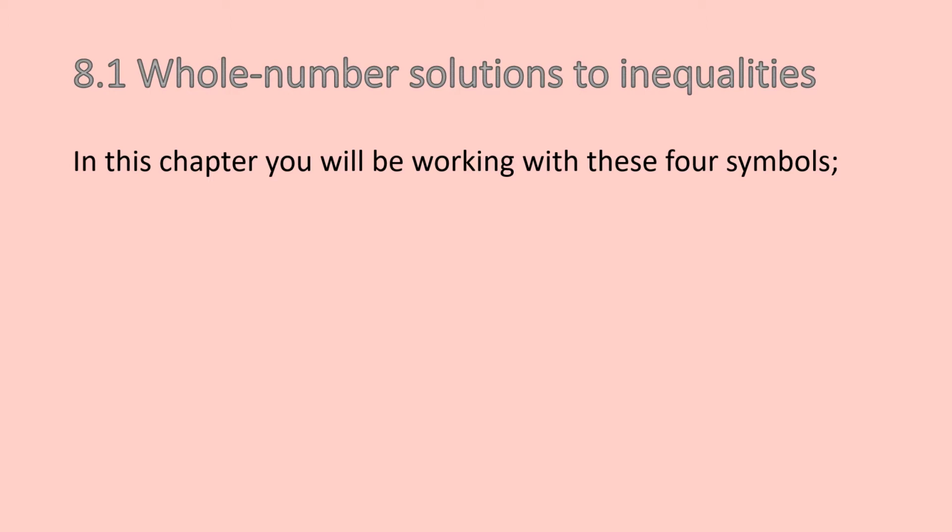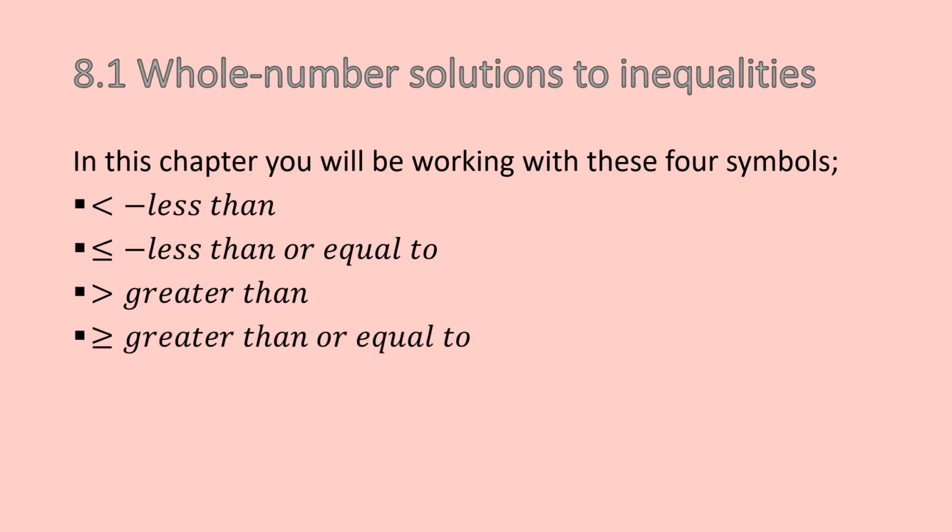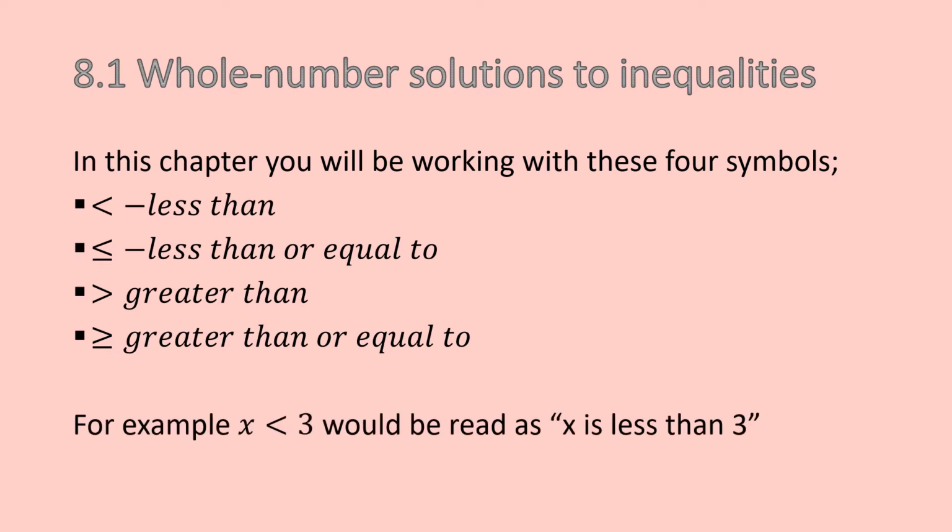In this chapter, you will be working with these four symbols: less than, less than or equal to, greater than, and greater than or equal to. For example, this one would be read as x is less than 3. The narrow end of the symbol points to the smaller quantity.